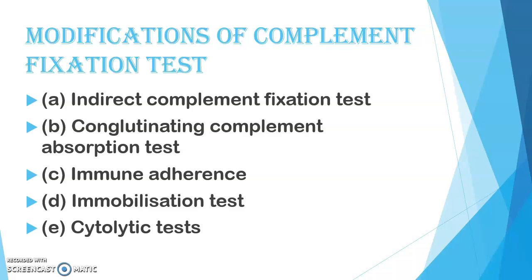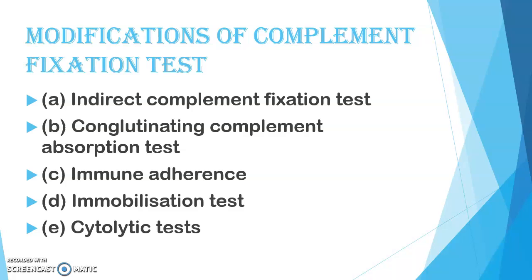Second is the conglutinating complement absorption test. Here, horse complement, which is non-hemolytic, is used. The indicator system used is sensitized red blood cells mixed with bovine serum. Bovine serum contains a beta globulin called conglutinin, which would also combine with this complement, causing agglutination of the red blood cells, indicating a negative test.